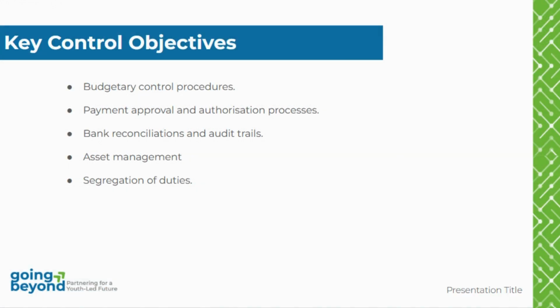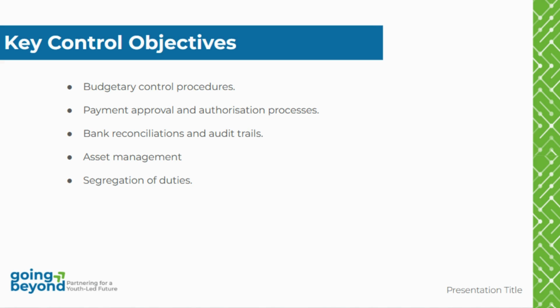The following key accounting controls are essential to the system of accounting to ensure accuracy, completeness, validity, economy, and efficiency. Budgetary control procedures. These ensure that spending is monitored against the approved budget, preventing overspending or misuse of funds. Regular reviews of budgets help identify and address variances promptly.